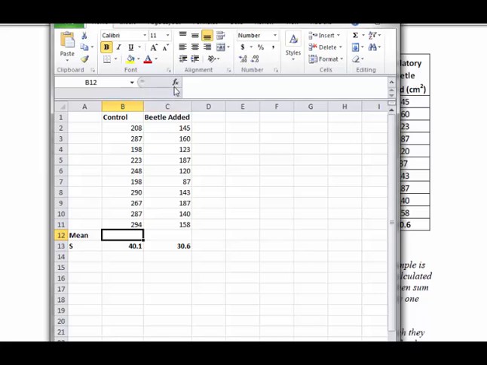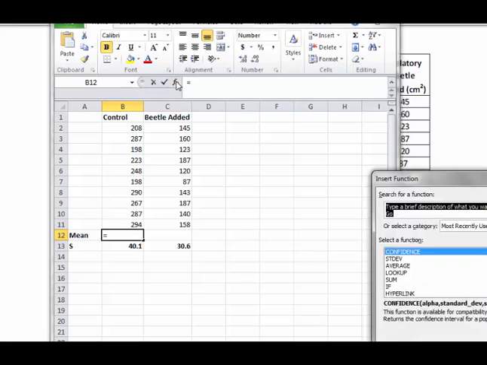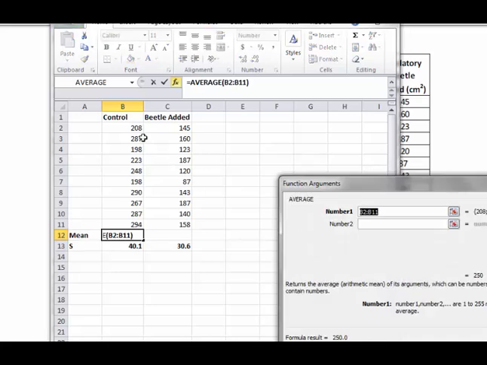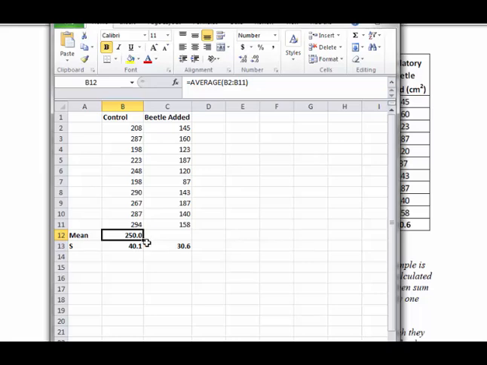I'm just going to let Excel do it for me by coming up here to this button and choosing average, because that's what the mean is, the average. And then I'm going to highlight the numbers I want the mean of. And then there's this cool little thing I can do where I can drag this over and it does it in this other box. And so, voila, I have two means. I have a mean for the control and I have a mean for the beetle added area.